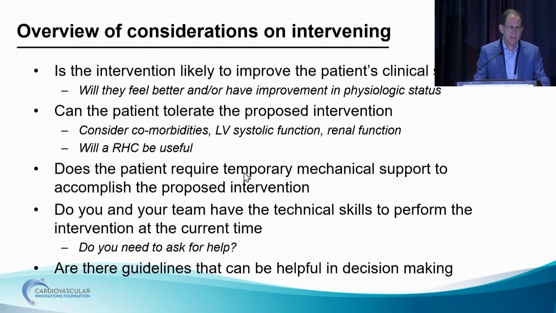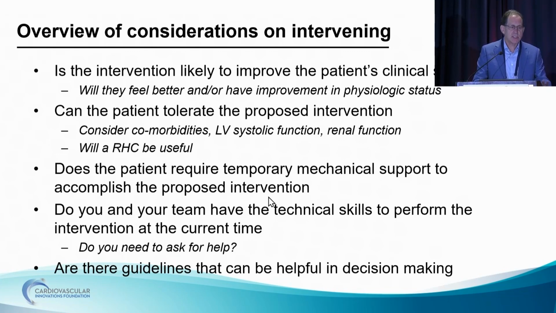So I like to think about these 5 questions as an overview before we get to some cases. And these are going to be straightforward cases. These are not necessarily the 4th stent that requires laser and an OPN balloon. These are straightforward cases. So what should we be thinking about on intervening? Well, first question is the intervention likely to improve the patient's clinical status? Will they feel better or have an improvement in their physiologic status? If not, there may not be a reason to do it.